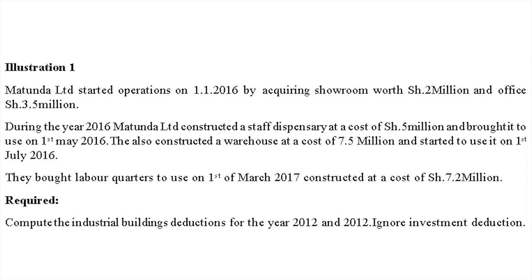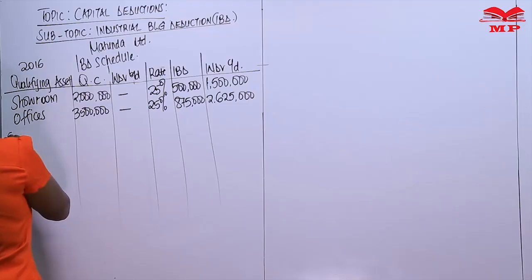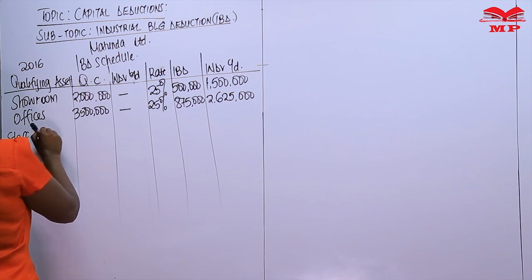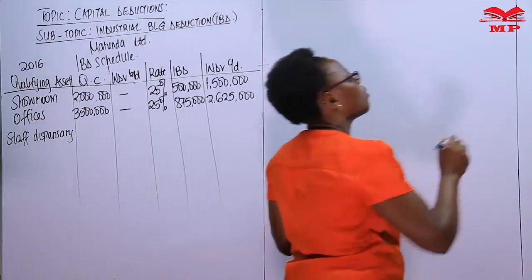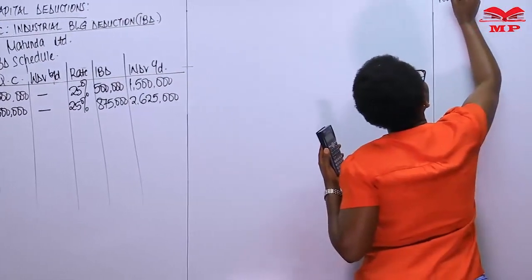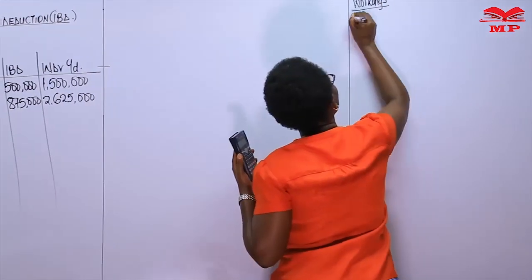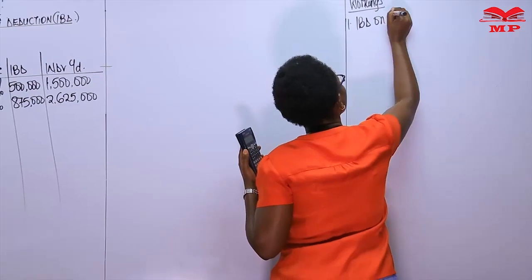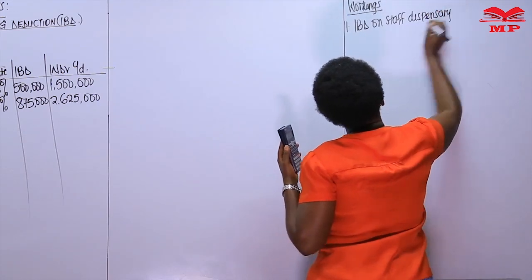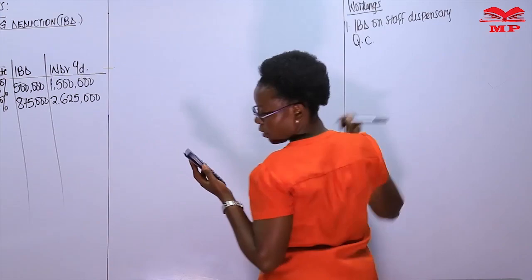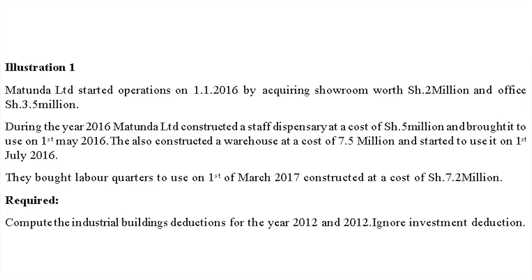Then still in our question, we are told that they constructed a staff dispensary, which is a building for the use of workers, at a cost of 5 million, and brought it into use on 1st of May. So for the staff dispensary, because it has been used for a proportion of the year, we shall have a working. So we can do that working here. Working 1, this is the area for workings: IBD on staff dispensary. So the qualifying cost is 5 million.